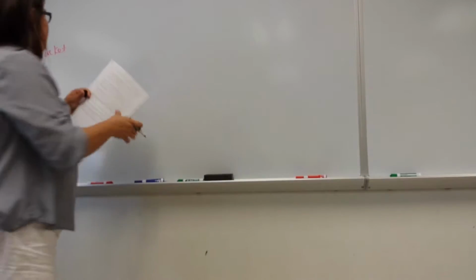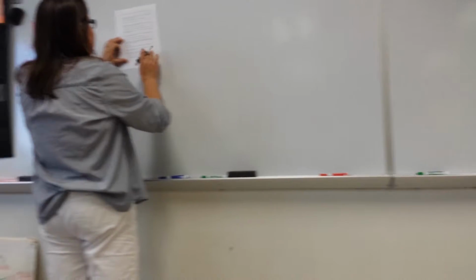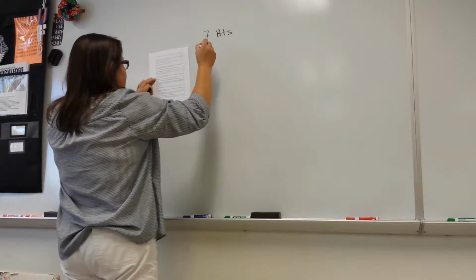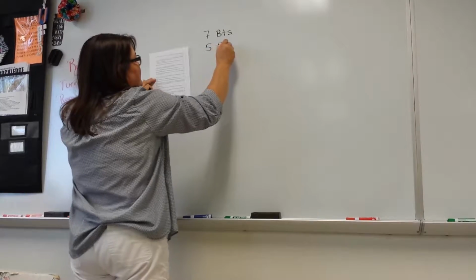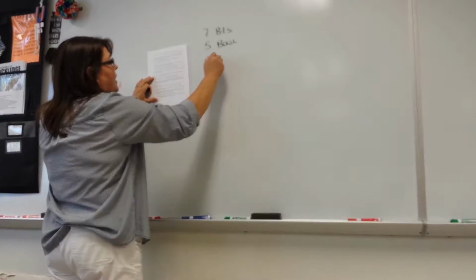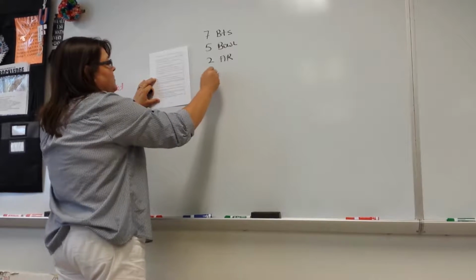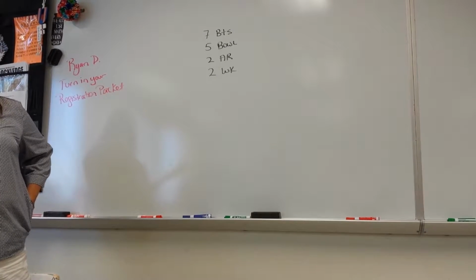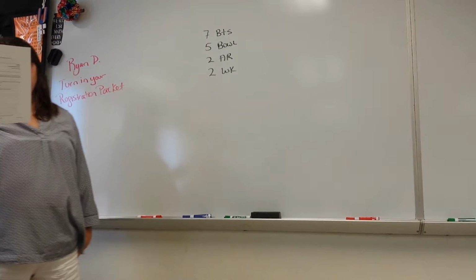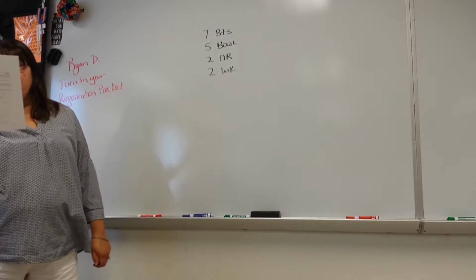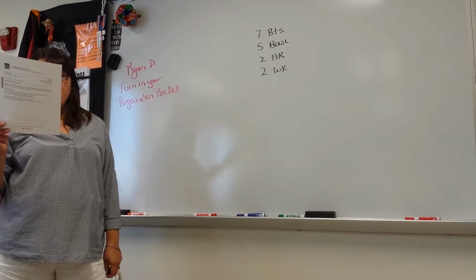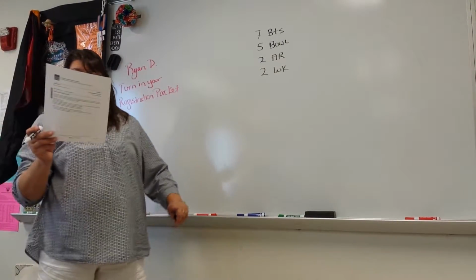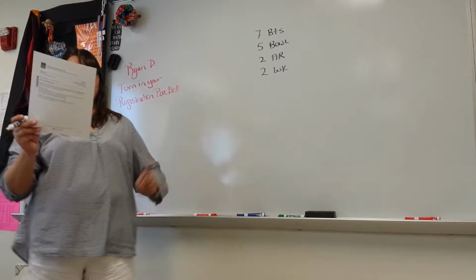Okay, so it says on here that we have 7 batsmen, we have 5 bowlers, we have 2 all-rounders, and we have 2 wicket-keepers. Then it says the manager chooses a team of 11 players consisting of 5 batsmen. So they have to choose 5 batsmen, and they have to choose 4 bowlers, choose 1 all-rounder, and choose 1 wicket-keeper.